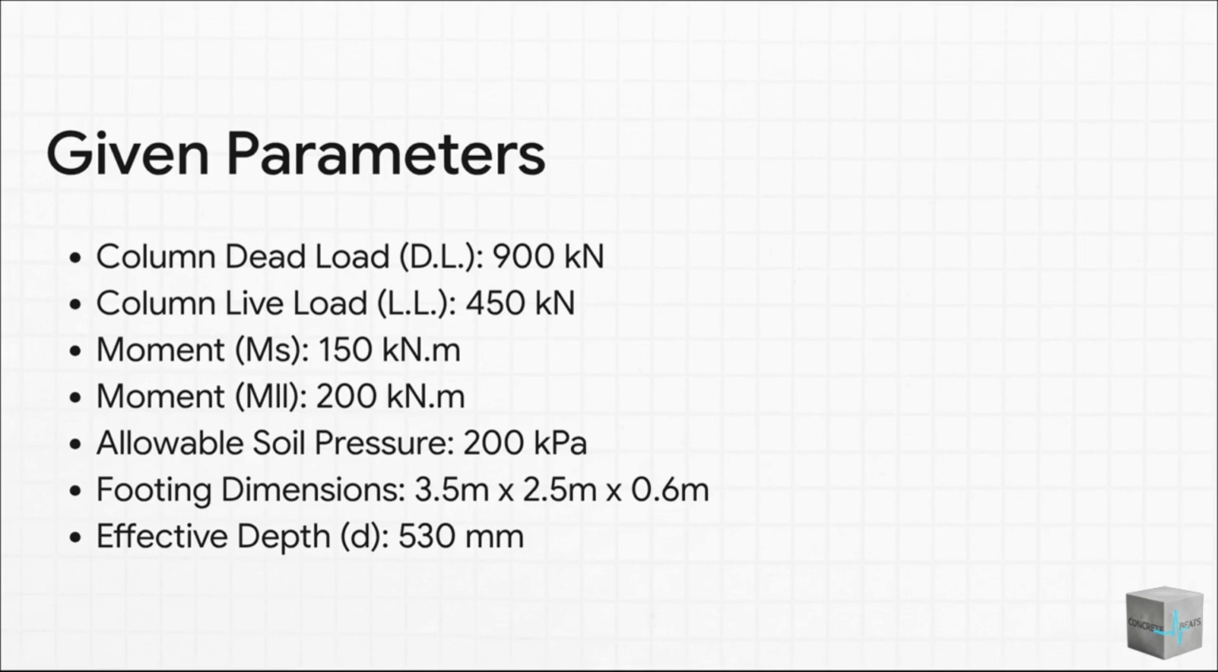Now the footing we're checking is 3.5 by 2.5 meters, with a thickness of 600 millimeters. And a really key number here is the effective depth, d, which is 530 millimeters. That's the distance from the top down to where our steel reinforcement sits. Our mission is to verify if this footing is safe and to specify all the required steel.